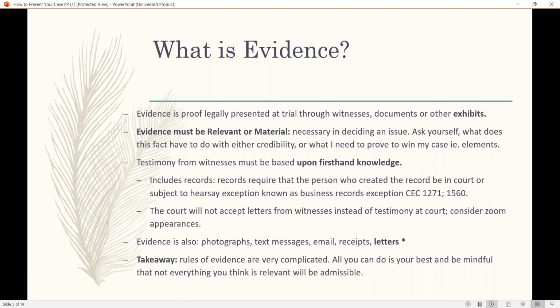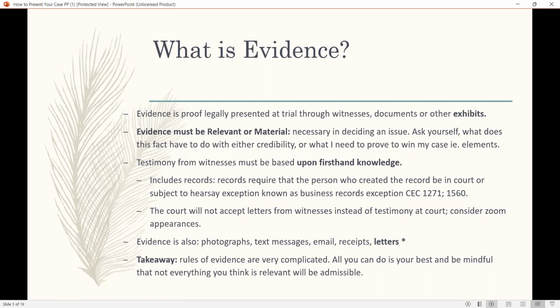So records usually require that the person who created the record be in court, or they could be subject to what's known as hearsay. There is an exception, which is known as the business records exception. And if you'd like to do more research on that, it could be found at California Evidence Code 1271, California Evidence Code 1560. The rules of evidence are very, very complicated. But if you want to try to figure that out, I think those sections are a good place to start.